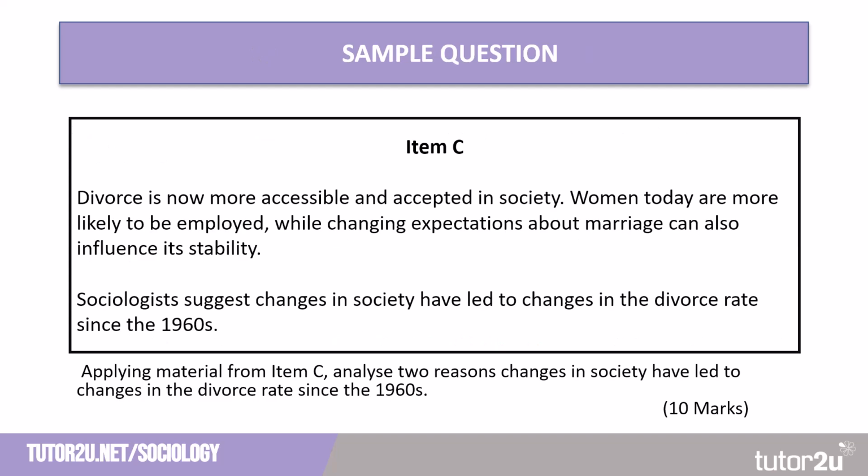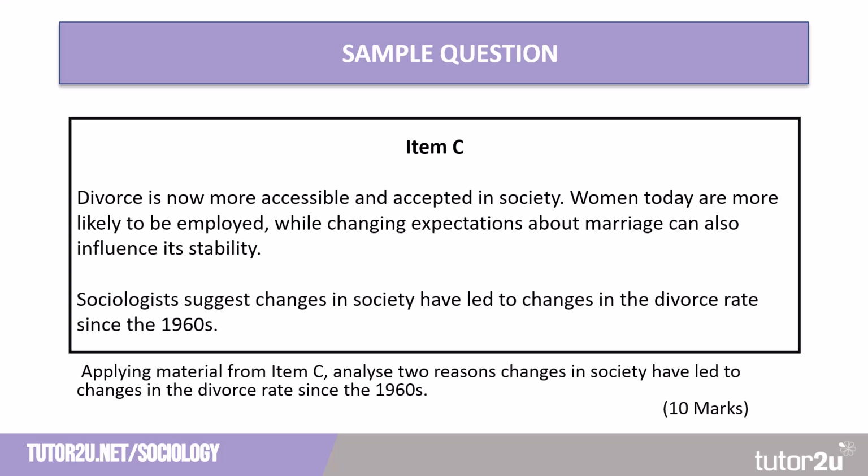Now the question is on screen and it is based upon the AQA A-Level style of questions that appear on paper 2. It has been written by Tutor to You for the purposes of this video. It's presented with an item, and it says, item C, divorce is now more accessible and accepted in society. Women today are more likely to be employed, while changing expectations about marriage can also influence its stability. Sociologists suggest changes in society have led to changes in the divorce rate since the 1960s.